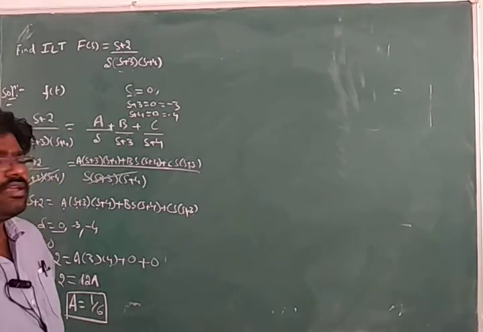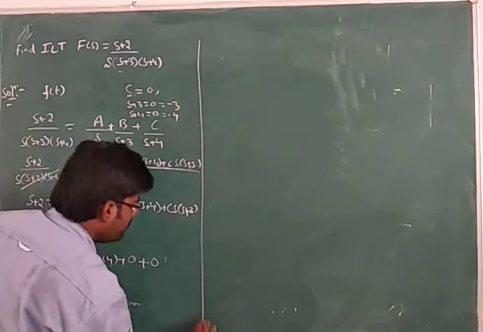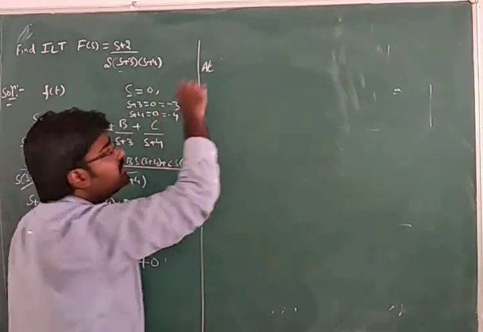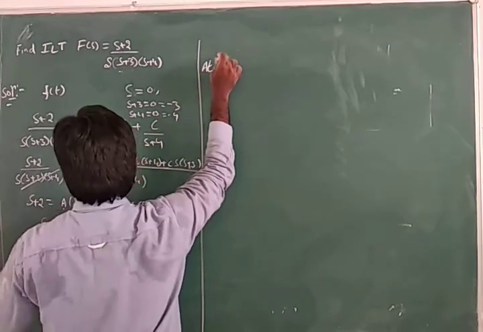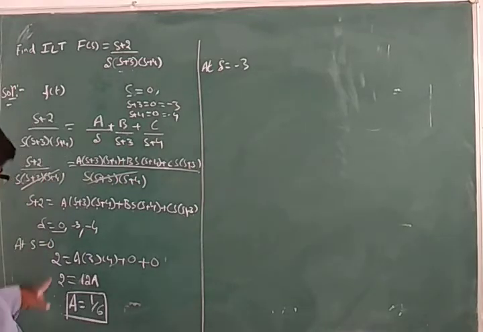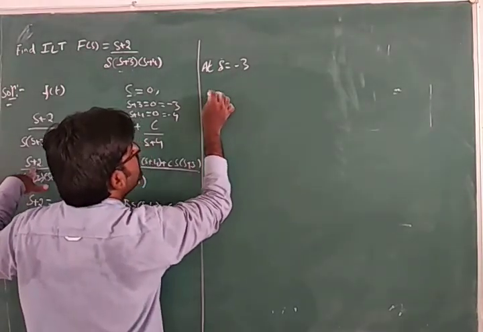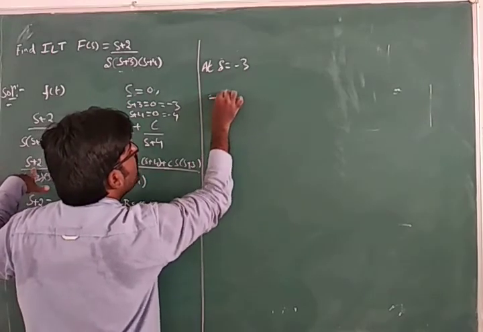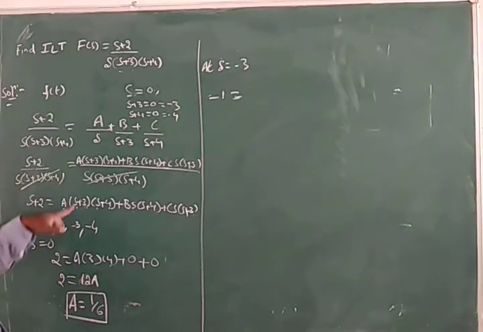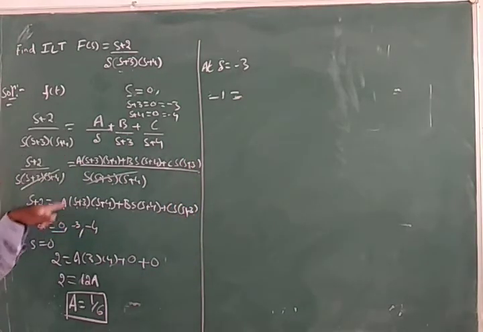In the same way we have to find the values of B and C. So substitute the second condition of s. At s is equal to minus 3, the equation becomes, on the left hand side, minus 3 plus 2, which will be minus 1. This is equal to, substituting here, A, if you put minus 3, this becomes 0.